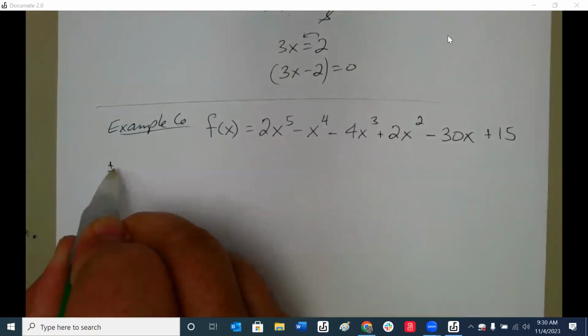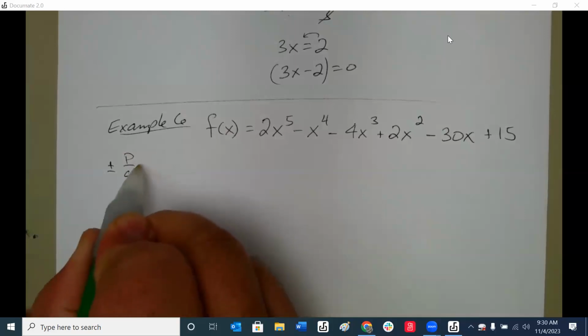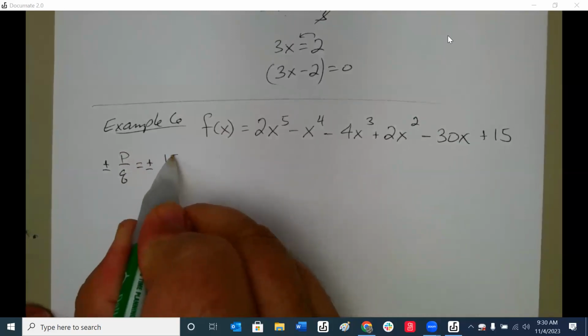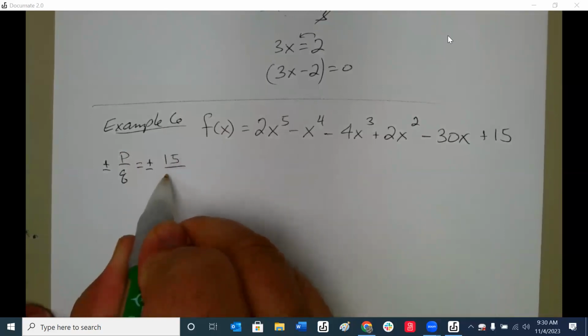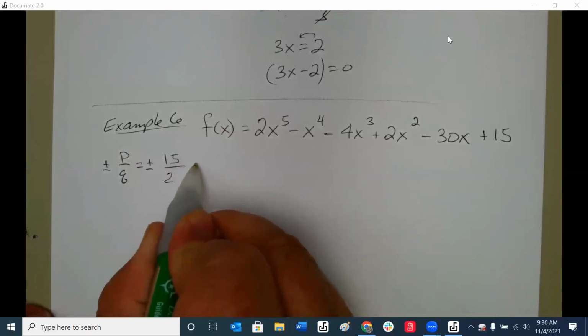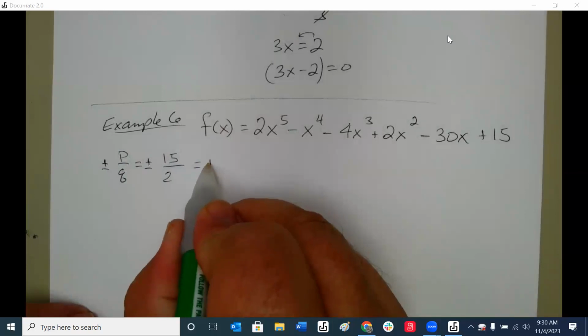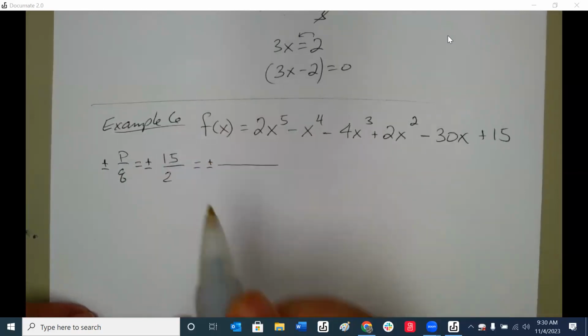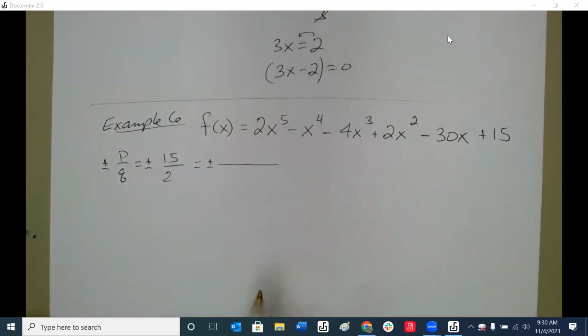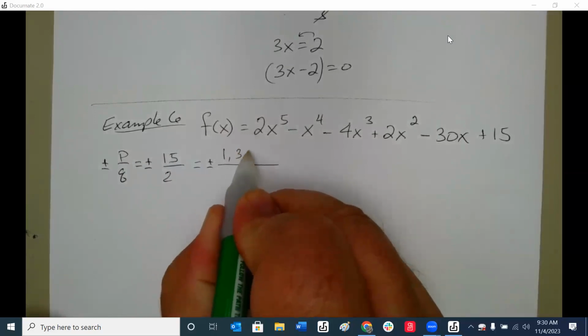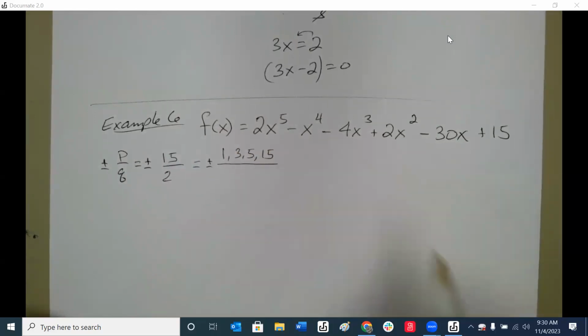Right. What's P? And Q? Then what do we do with that? You have to find the factors. What makes it 15? 1, 15, 3, 5. That's it. So it's 1, 3, 5, 15.